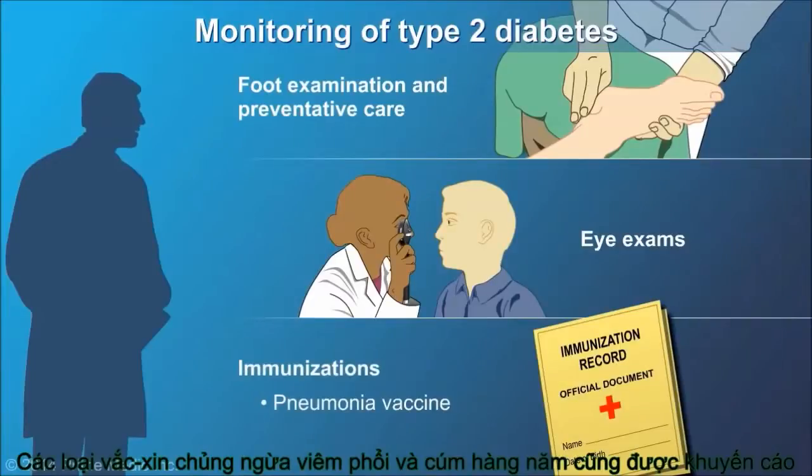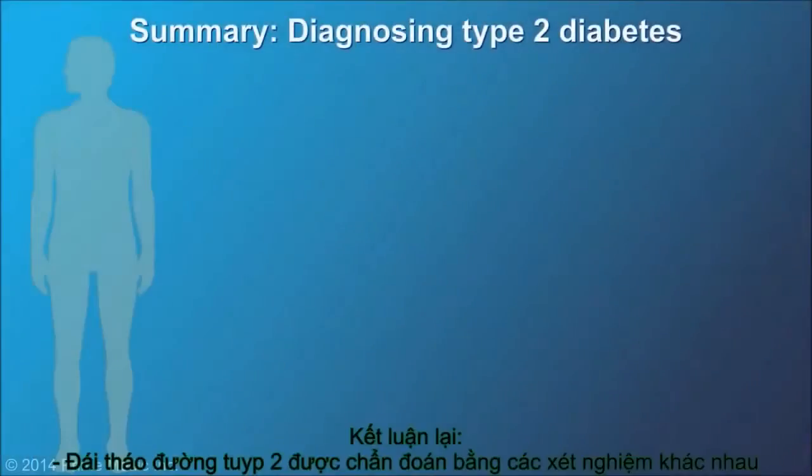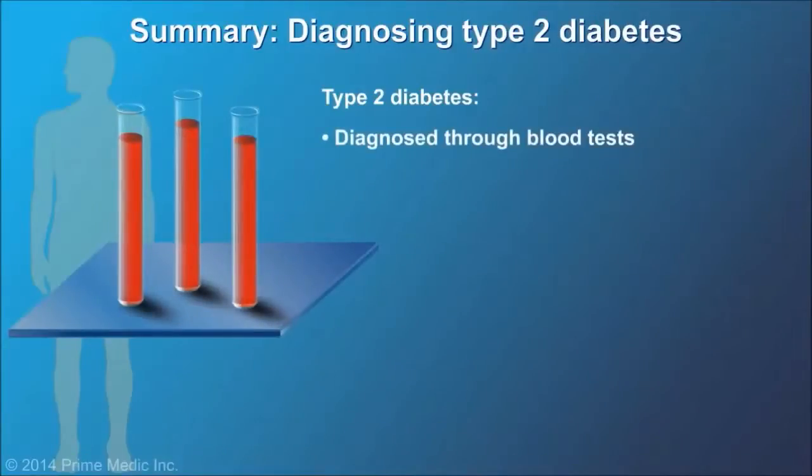The pneumonia vaccine and annual influenza vaccines are recommended for most patients with type 2 diabetes. In summary, type 2 diabetes is diagnosed through various blood tests.